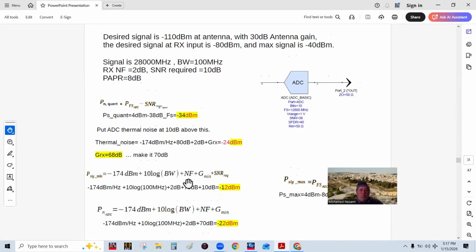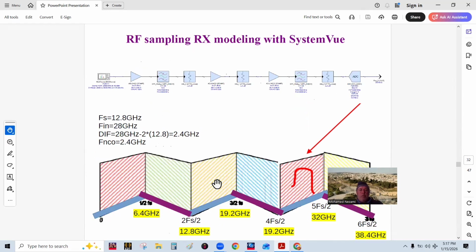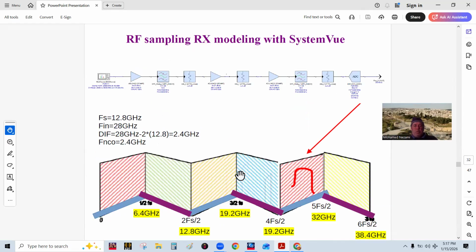So right now, the minimum signal, with the required SNR, which is 10 dB, we need the minimum signal to be at minus 12 dBm for this device, okay? And of course, what that says is that the thermal noise is minus 22 dBm. So we're at 10 dB below this, okay? So in essence, what we're doing really is this.